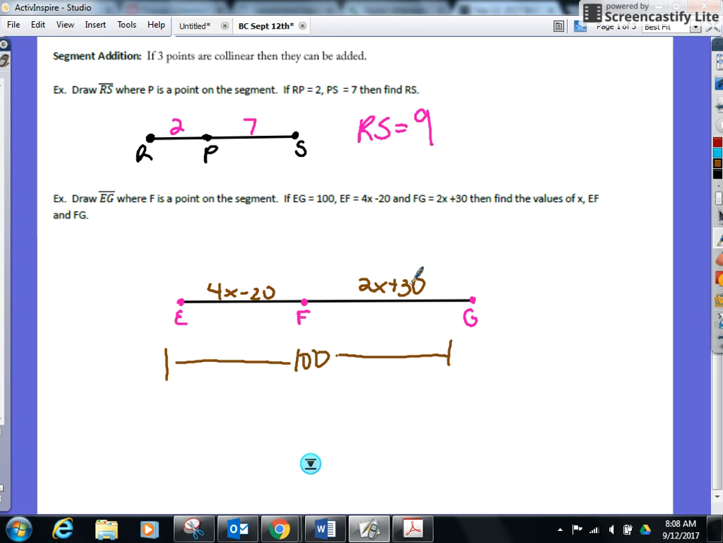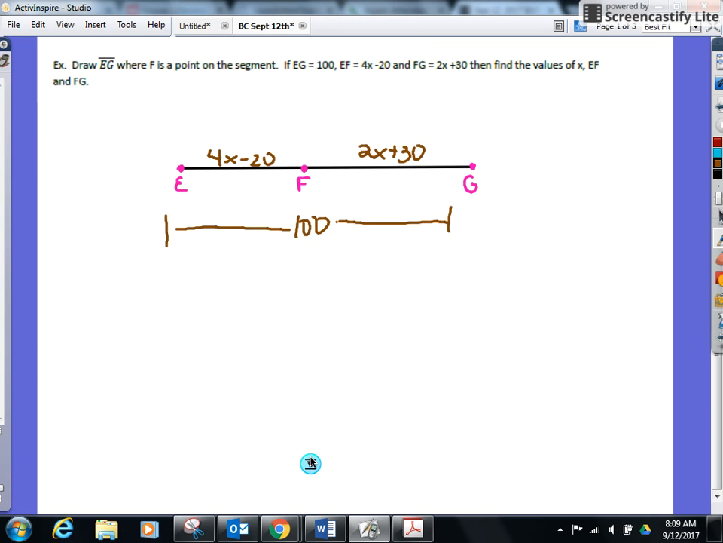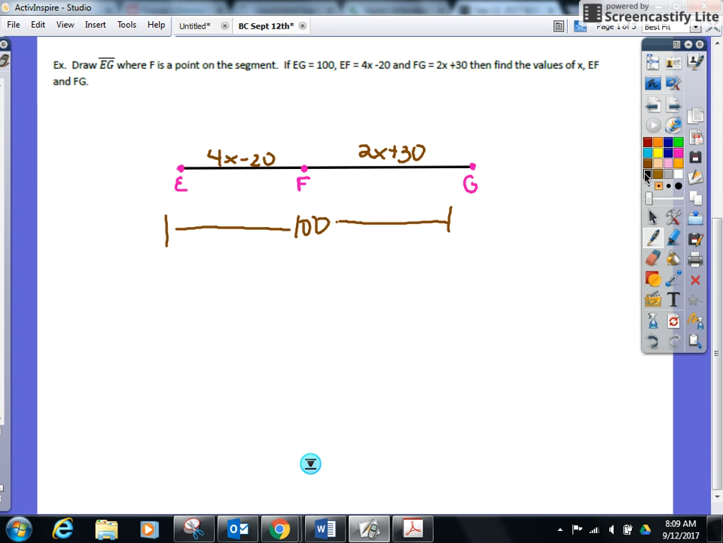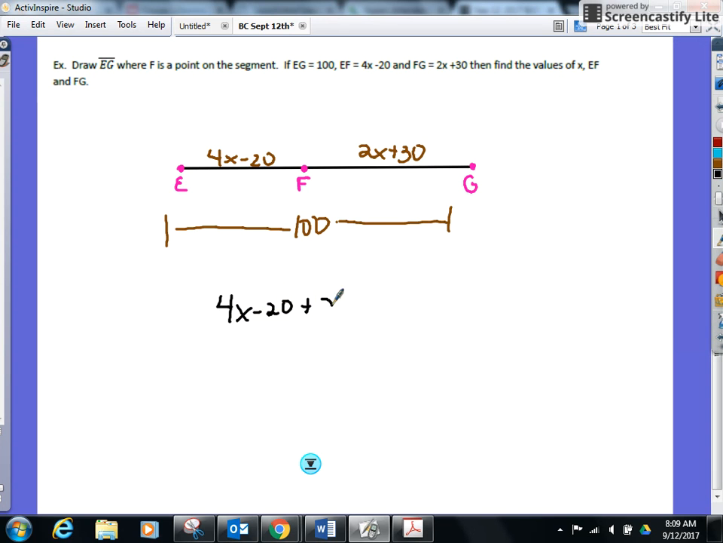We are asked for 3 answers here. First, find x, then EF, then FG. So any strategies now to find x? You've been given a ton of information here. Rose, go ahead. What do you got for us? Take these two segments, add them up, and you know they equal a length of 100. Yep. 4x minus 20 plus 2x plus 30. Those two segments give me EG, which has a length of 100.